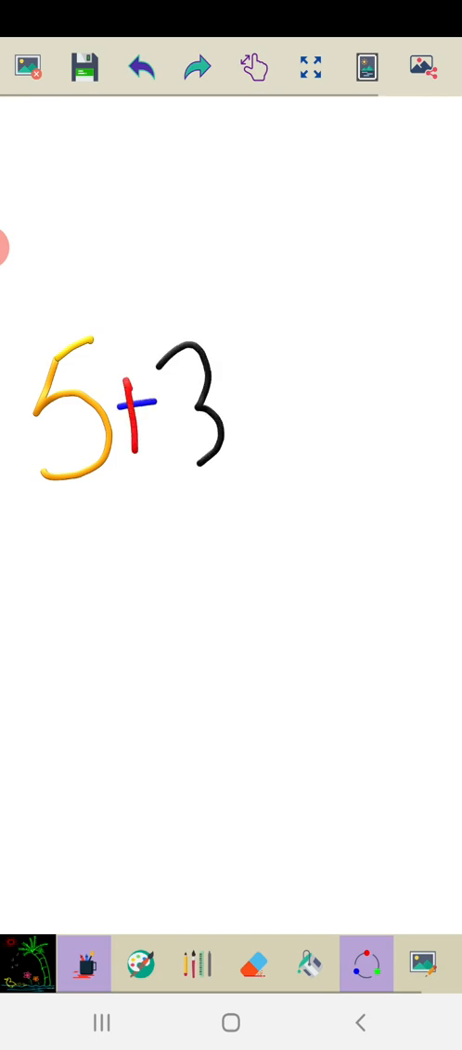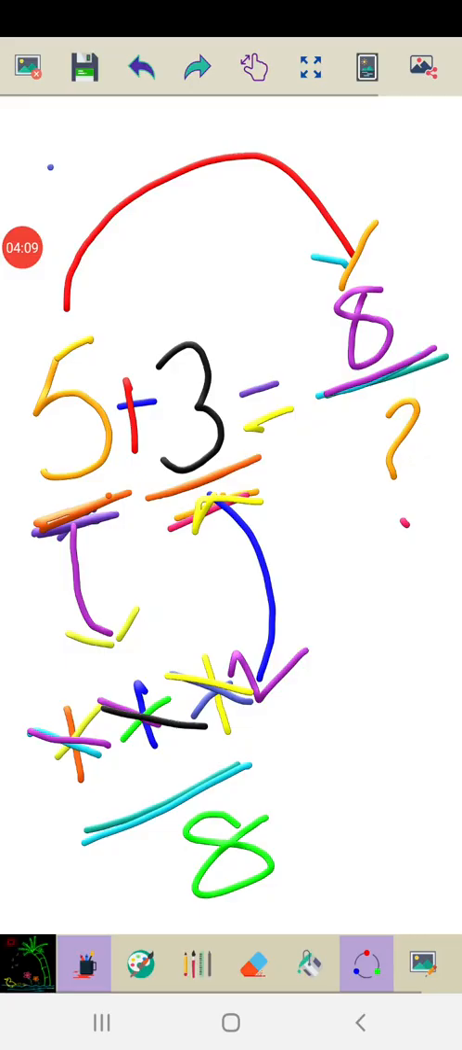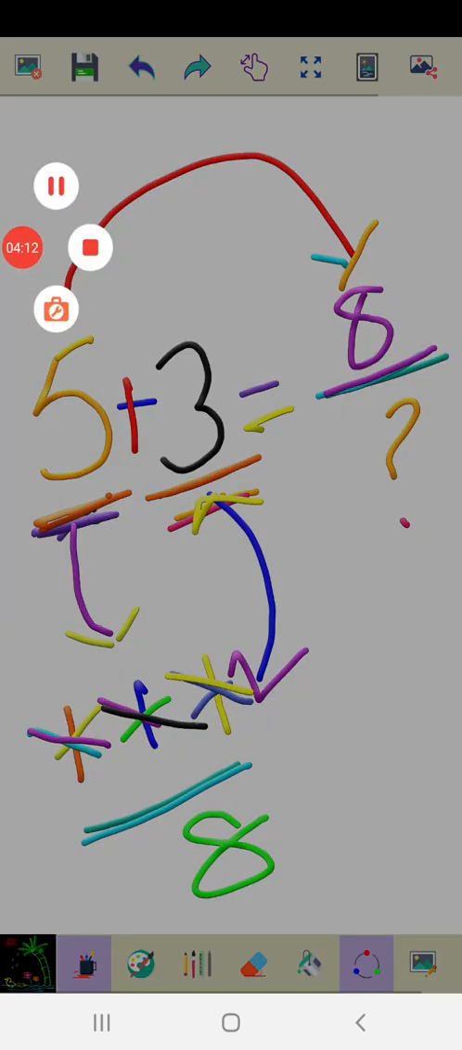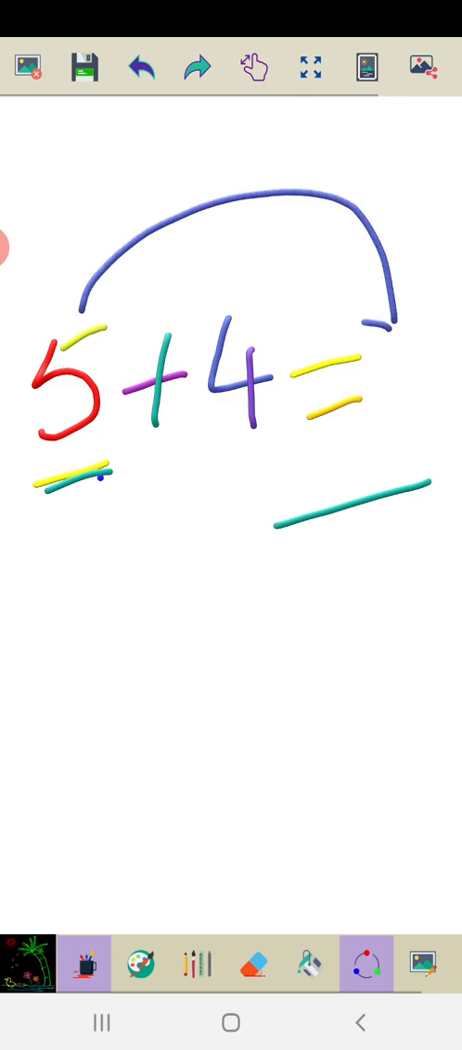Now take another example. There is 5 here. In this 5 I am adding 3. So this 5 will become a new number. What is this new number? I am taking one more example here. For example, there is 5 here. In this 5 I am adding 4. So what will this 5 become as a new number when I am adding 4 to it?